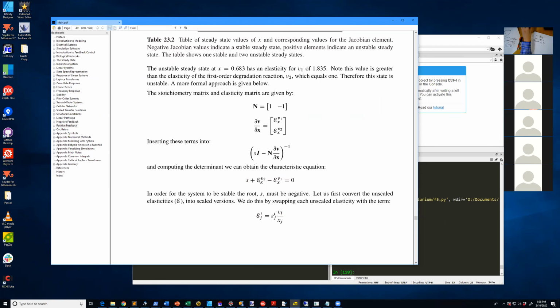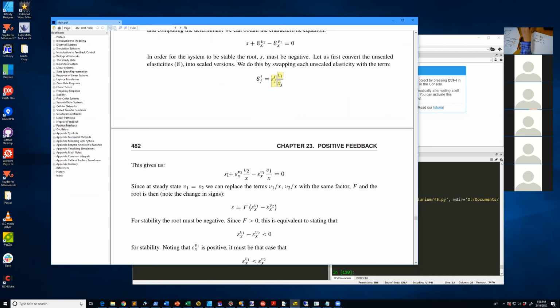So I'm going to take each of these funny epsilons, and I'm going to swap in one of these. Okay. So if I do that, I get this. All that I've done is swap the squiggly epsilon for this smaller epsilon. Now I know at steady state V1 equals V2. So these two ratios are actually identical, and I'll call this ratio F.